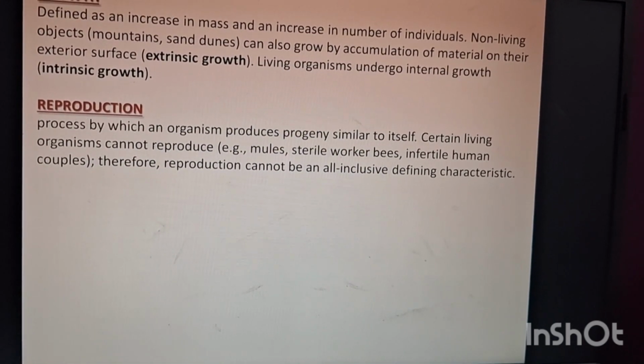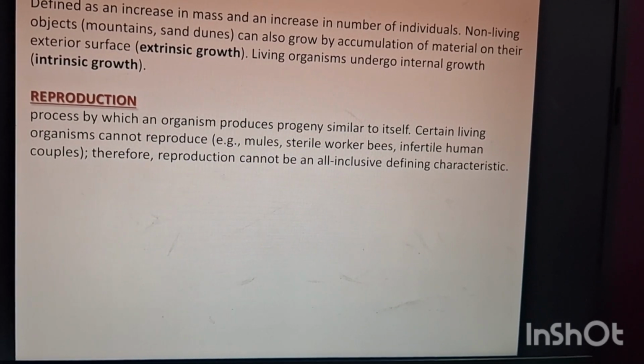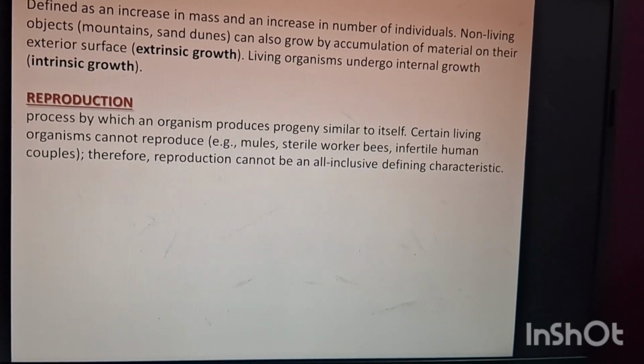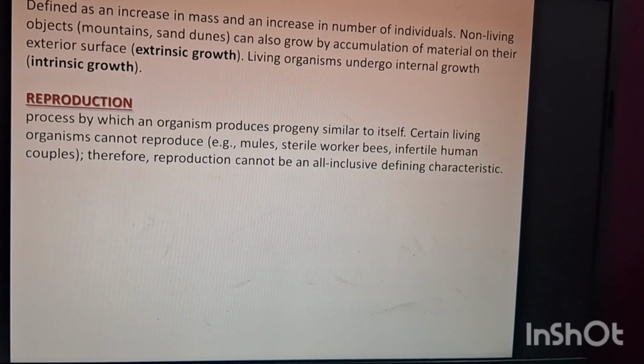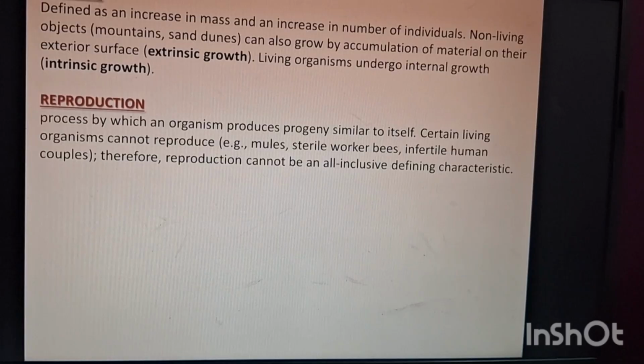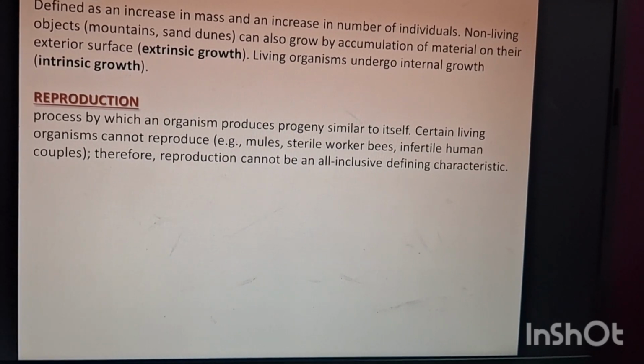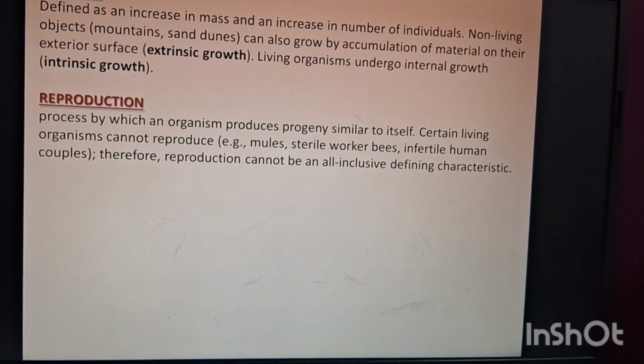Next, reproduction. The process by which an organism produces progeny similar to itself. Certain living organisms cannot reproduce, for example mule, sterile worker bees, infertile humans, etc. Therefore, reproduction cannot be an all-inclusive defining characteristic. Now the topic has ended.